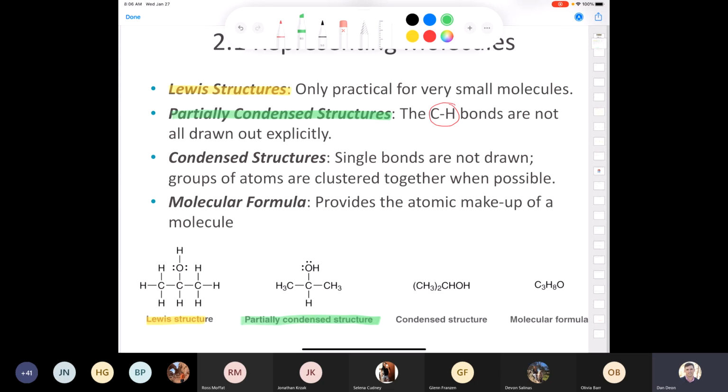The next one is a fully condensed structure, which we just call a plain old condensed structure. Single bonds are not drawn at all, so we leave out all single bonds, and groups of atoms we cluster together when we can. If we can cluster a bunch of atoms together, we'll do it.